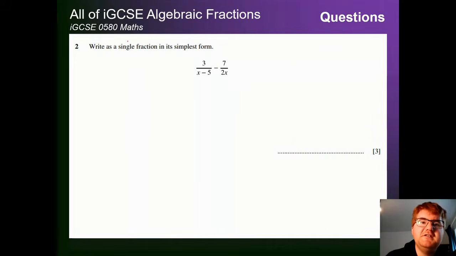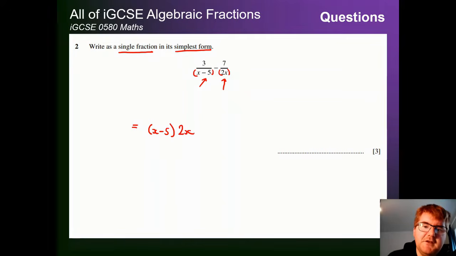In this case, we need to write as a single fraction in its simplest form. So the first thing to notice here, we have different denominators. We have an x minus 5 and we have a 2x. So one way to make one fraction here is to multiply the two denominators together. So if we do that, we just get x minus 5 times 2x. Notice in algebra, if we're multiplying, we just put the two things next to each other.